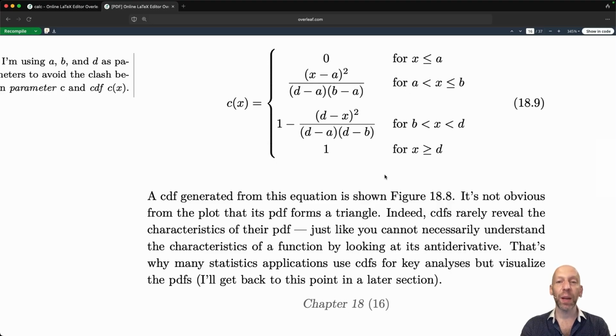This is a piecewise function, and it generates the CDF of the triangular distribution. There are 4 pieces: for all the numbers less than A and all the numbers greater than D, those are just equal respectively to 0 and 1. And then for the values between A and B and between B and D, we have a fairly straightforward algebraic expression that shouldn't be too difficult to implement directly in NumPy.